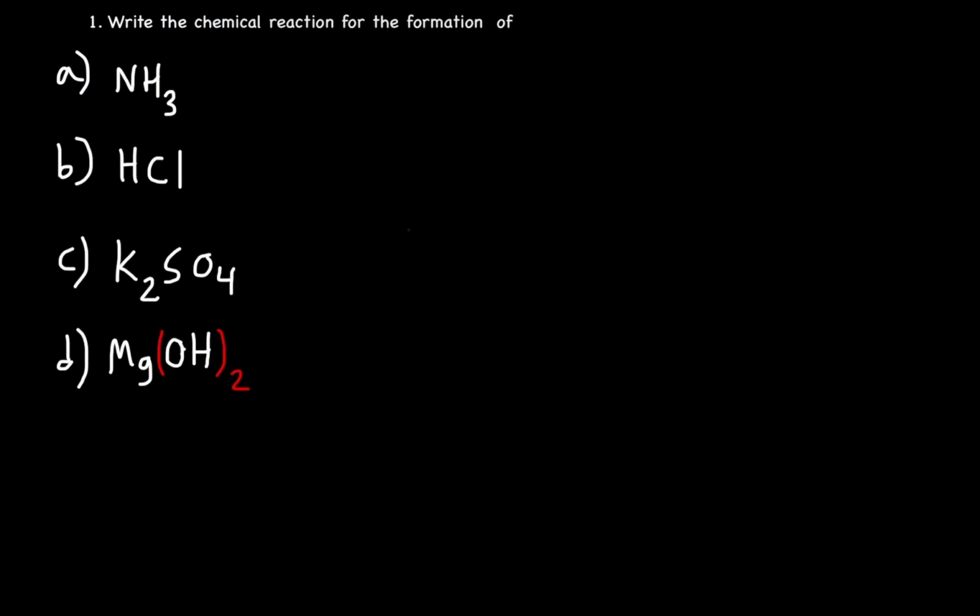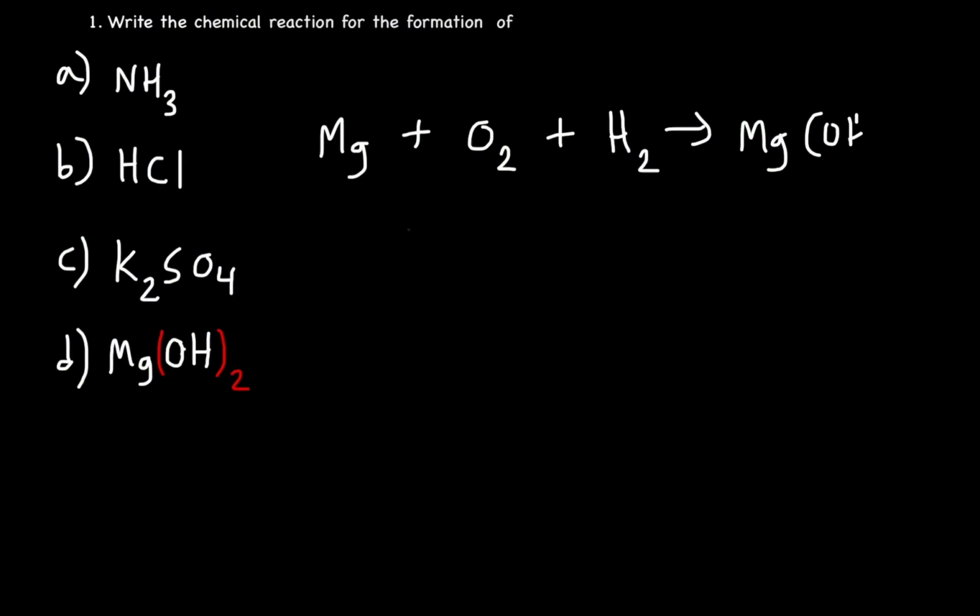Let's do the last one. So magnesium hydroxide. There's magnesium, and there's oxygen, and there's hydrogen. These are the 3 elements we see. So magnesium plus oxygen gas plus hydrogen gives magnesium hydroxide.